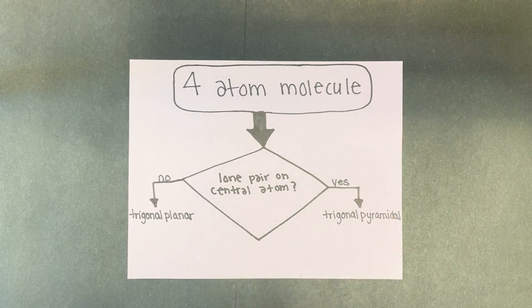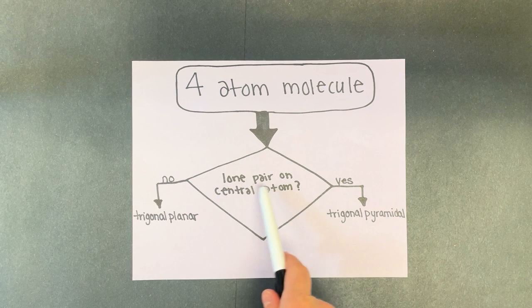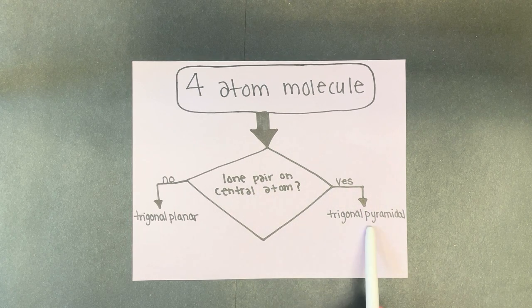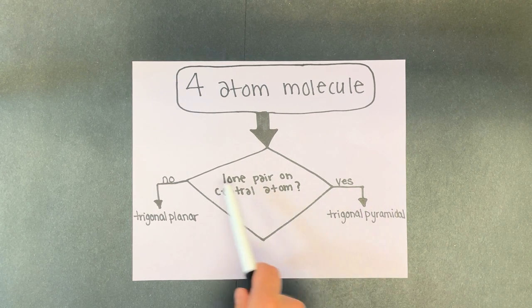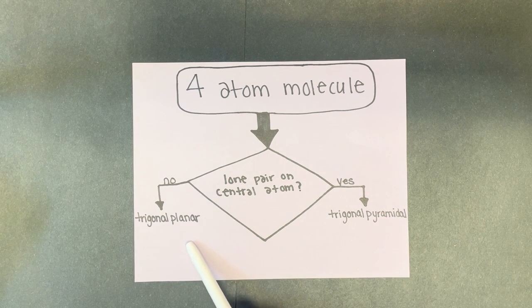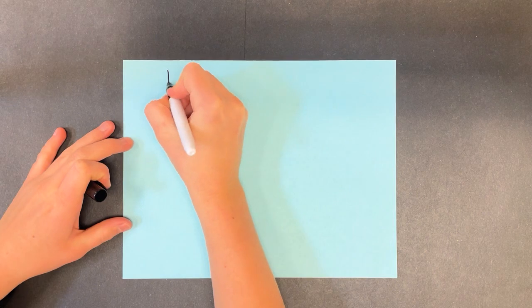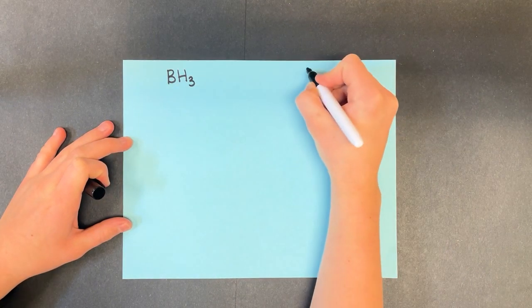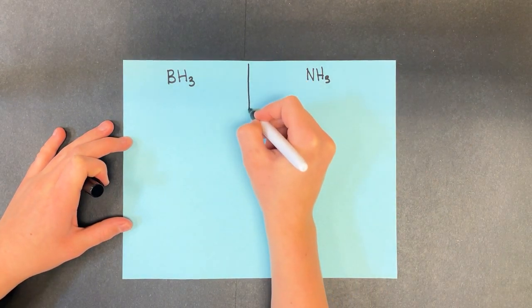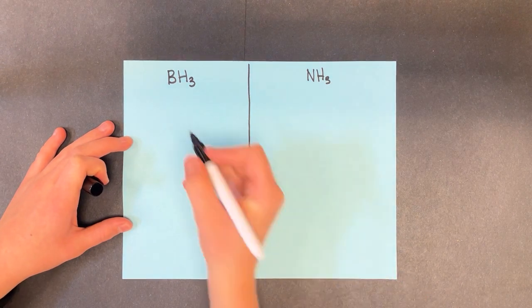Next, let's look at a 4-atom molecule. If it has a lone pair on the central atom, then that means it is trigonal pyramidal. If it does not have a lone pair on the central atom, it is trigonal planar. Now let's look at some examples of these molecules.